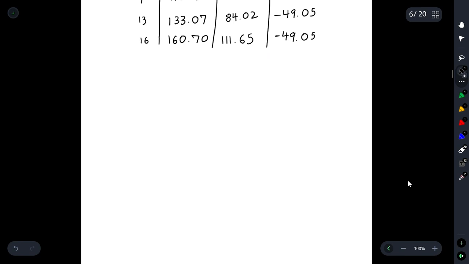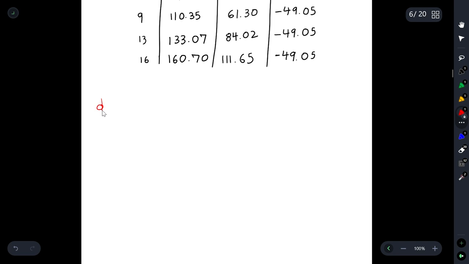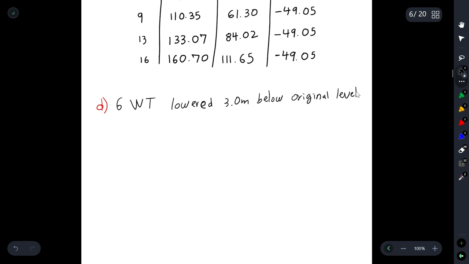So D, groundwater table lowered 3 meters below original level. Remember, the original level was at a depth of 5 meters. So in this case, we're gonna have the groundwater table at 8 meters below the surface.